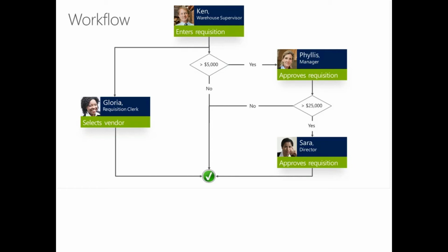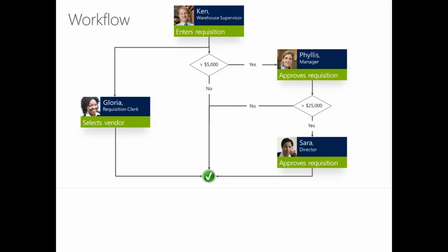But the transaction is entered, and then the first step is the requisition clerk, she'll enter the vendor. So they have someone whose duty is to enter the vendor for any requisitions that users enter. And then there's basically the two steps in between there. So Phyllis will approve it if the requisition is greater than $5,000. And if it's greater than $25,000, then it also has to go through Sarah as the director to approve. So once all that is done, then the actual requisition would be marked as complete.